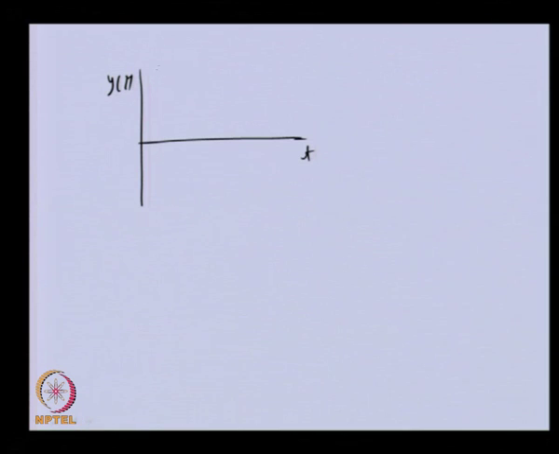For an overdamped system, we will be having a response like this. There will not be any crossing of the response from the zero line. So after some time, gradually, if you are giving some disturbance to the system from here, gradually it will come to rest. It will not cross, no oscillation will take place. This is for an overdamped system.